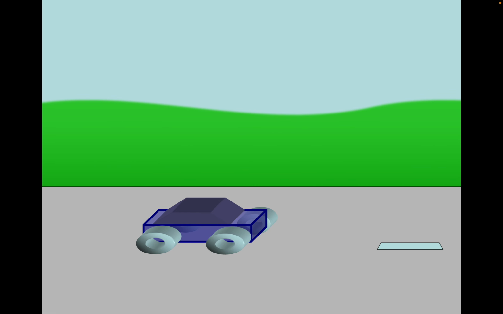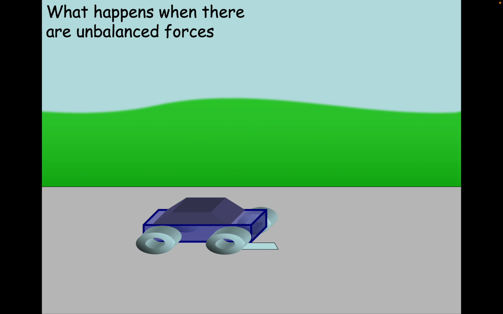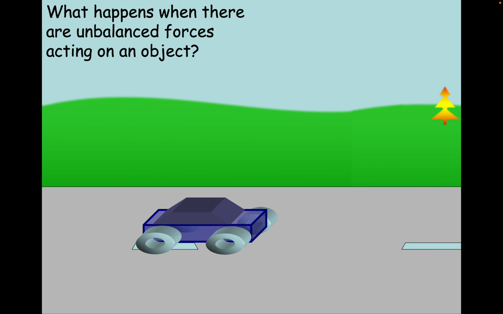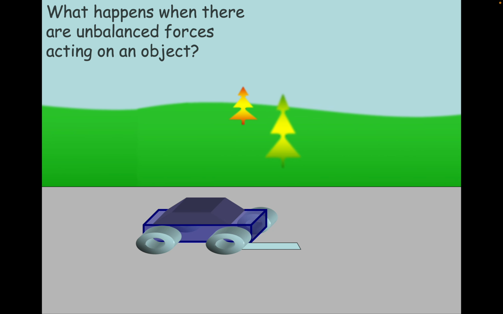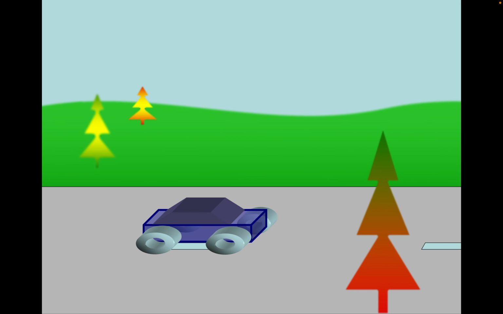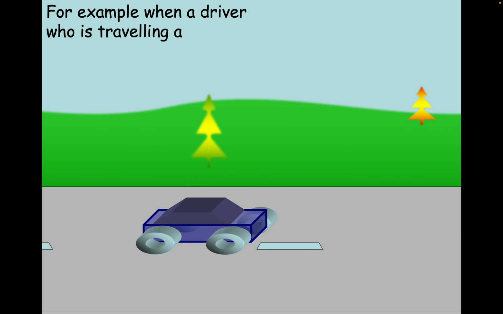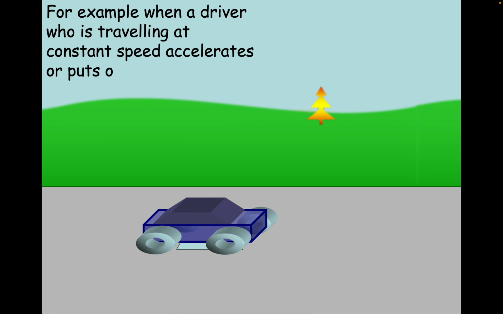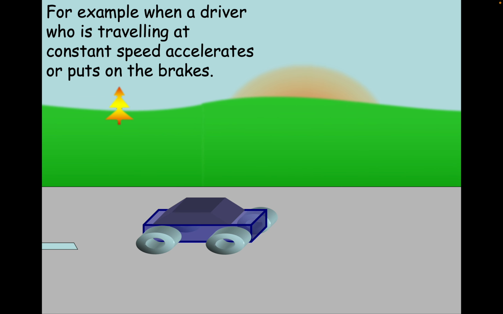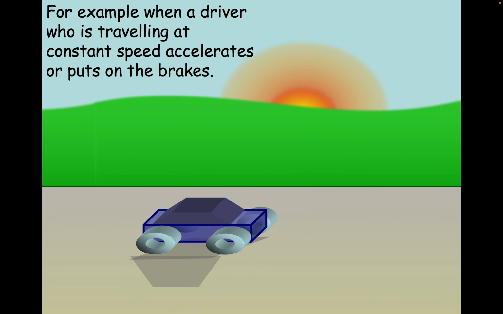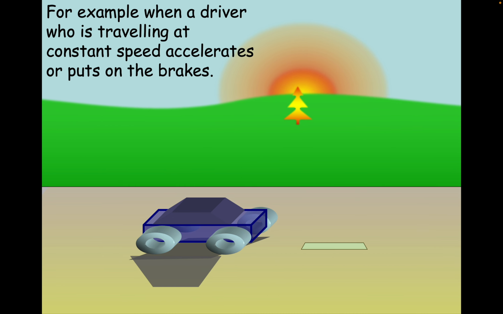Okay, so here's another car driving along a road. What happens when there are unbalanced forces acting on the object? This is when Newton's second law applies. So Newton's first law is about balanced forces, and Newton's second law is about unbalanced forces. So when a driver who is traveling at constant speed accelerates by pushing on the accelerator, or he puts on the brakes, then you have an unbalanced force acting on the vehicle, either to speed him up or to slow him down. Okay?